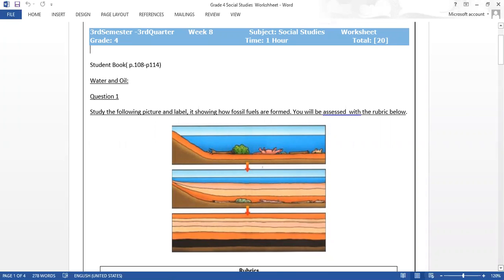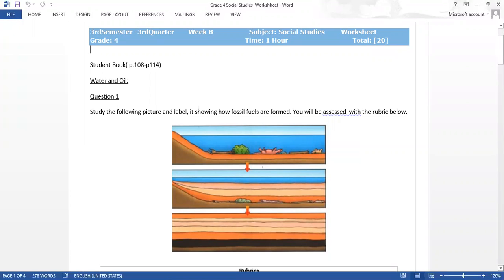So I will go slowly through the revision worksheet and give you the answers, so you can understand what you must do. The question is social studies, grade 4, and we will be on page 108 till page 114. So let's start. The question is you must label all the pictures there.